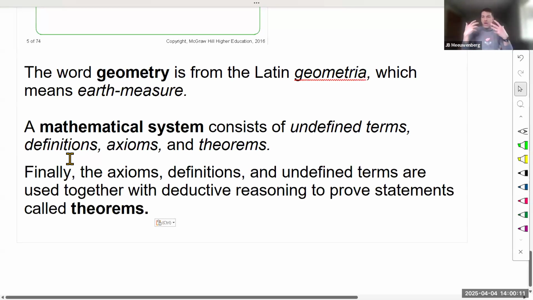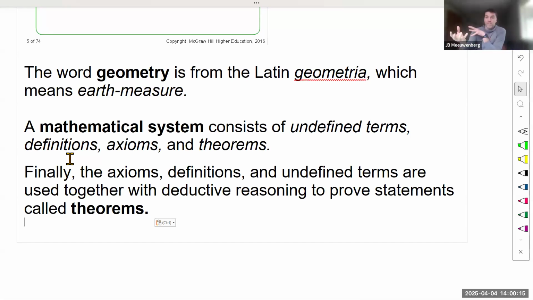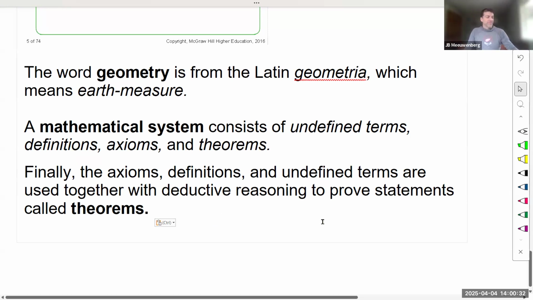And then finally, axioms, definitions, and undefined terms are all used together with the process of deductive reasoning to prove statements, and then these statements become theorems. We've heard of theorems. The Pythagorean theorem was in your last chapter in this course, actually. So let's talk about some of these parts of geometry.